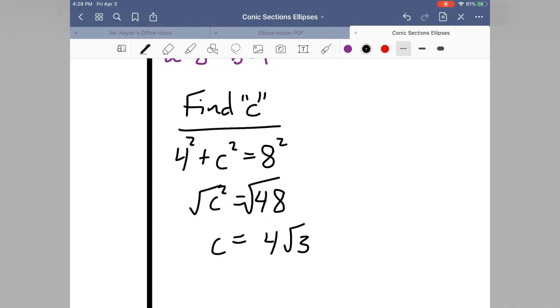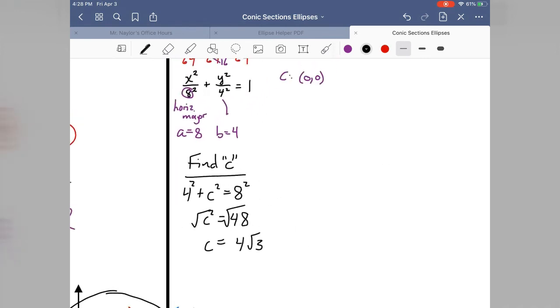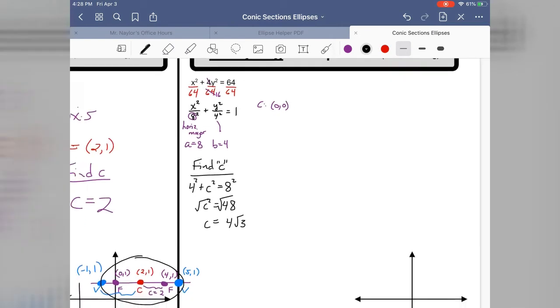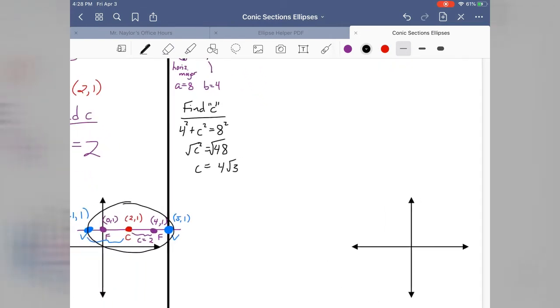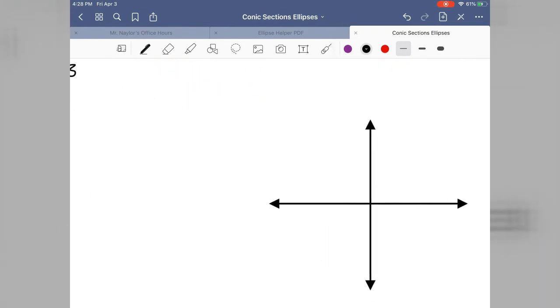But that'll help us to get our foci. What I would say is that I want to make a sketch. There's a little too much going on here without seeing something. So let's get the sketch involved. Here's the center at 0, 0.